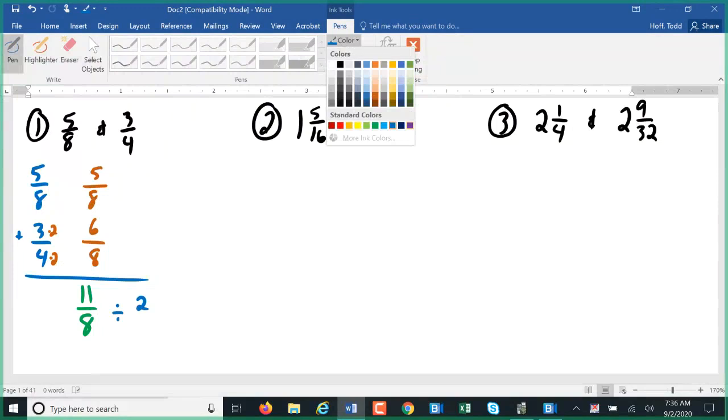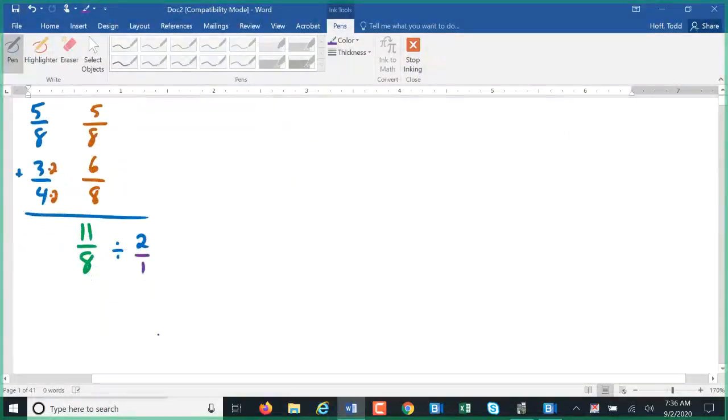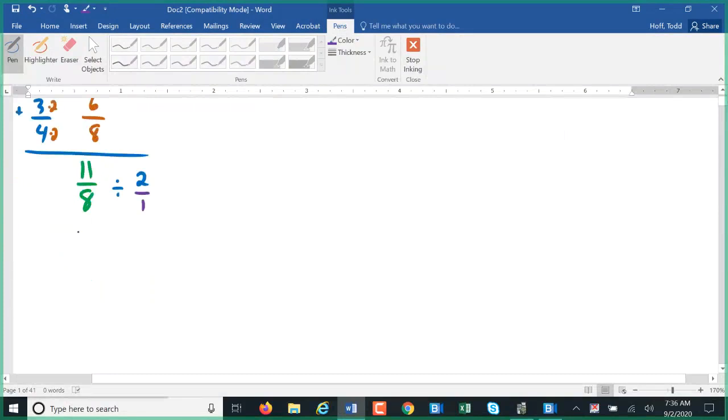And of course, to divide by 2, we have to turn the 2 into a fraction. We make it 2/1. And then we do the change to multiplying by the reciprocal. So we multiply by 1/2, giving us 11/16.